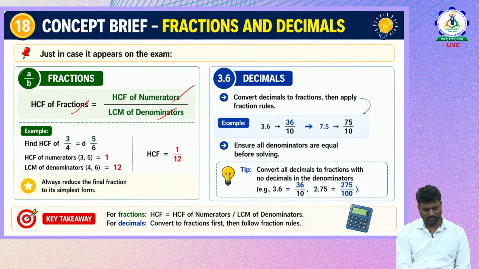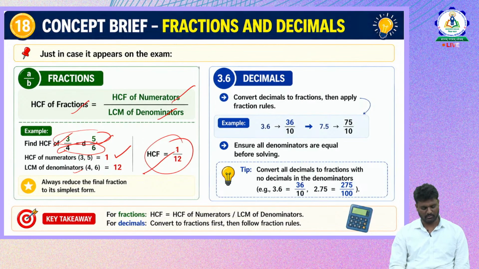For example, find the HCF of the given two fractions, 3 by 4 and 5 by 6. What is the HCF of the numerators? 3 and 5 are the numerators here. The highest common factor of 3 and 5 is only 1, because 3 can be written as 1 into 3 and 5 can be written as 1 into 5. It cannot be divided by any other number. Similarly, the LCM of the denominators 4 and 6 becomes 12. Therefore, the HCF of the given fractions becomes 1 by 12.